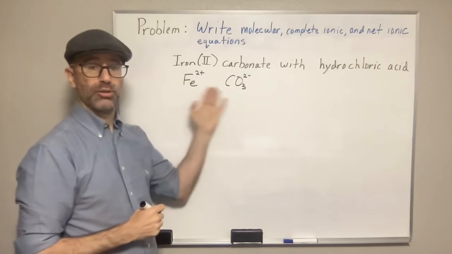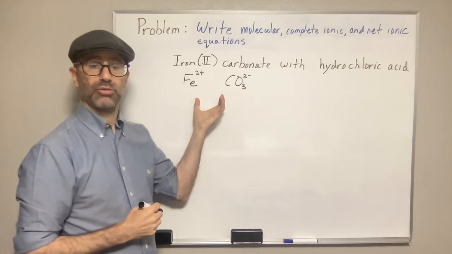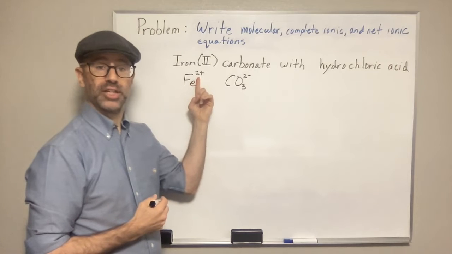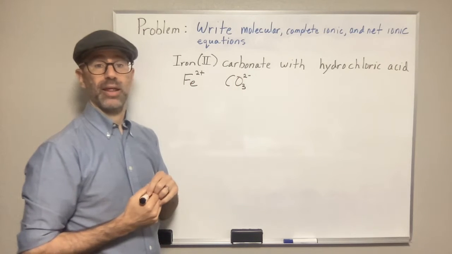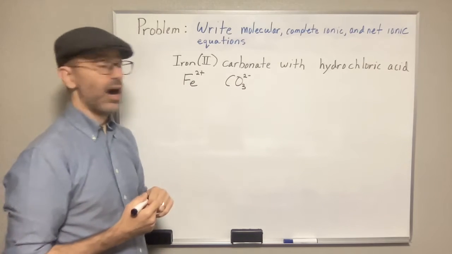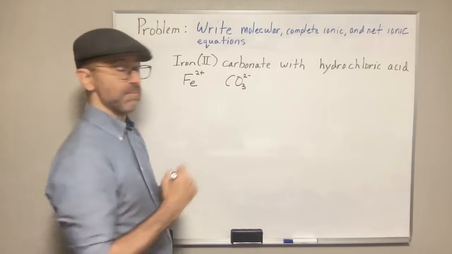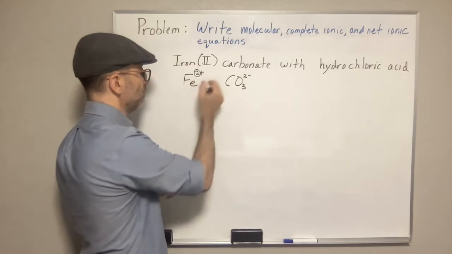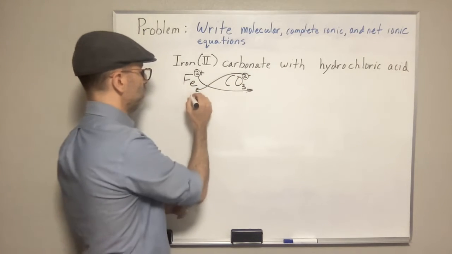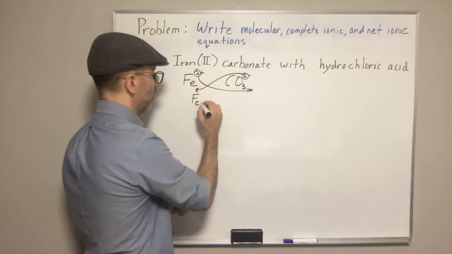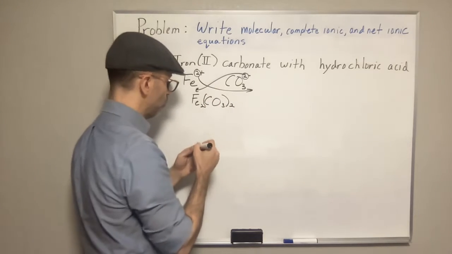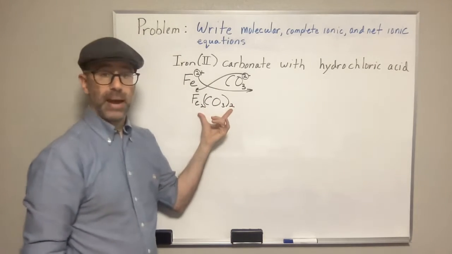So now that we have our two ions here, we just need to put them together into a formula, and that's where we're going to need to balance the charge. You'll notice here I have a 2 plus charge and a 2 minus charge. So all I need is one of each to balance the charge since they have equal charge. Another way you could do it is the crisscross method. You take the 2 and put it as a subscript there, take this 2 and put it as a subscript there, and you'll end up with Fe2(CO3)2, and that would be a balanced formula.